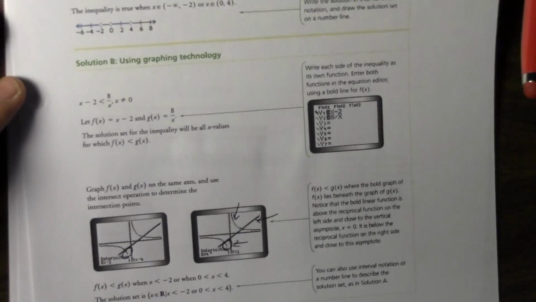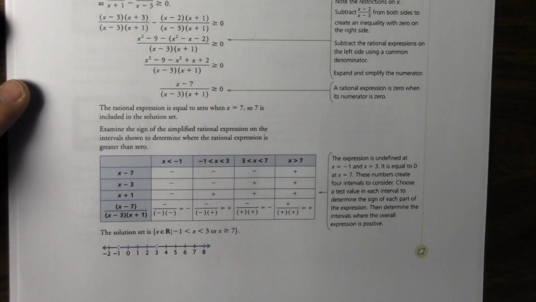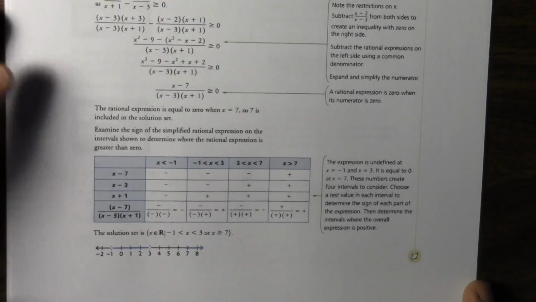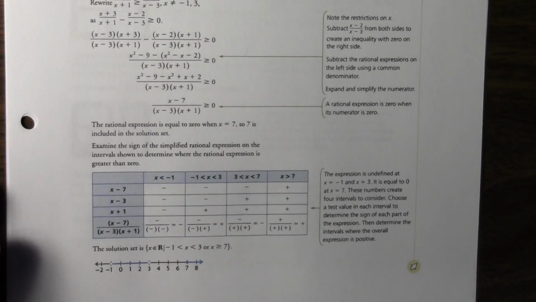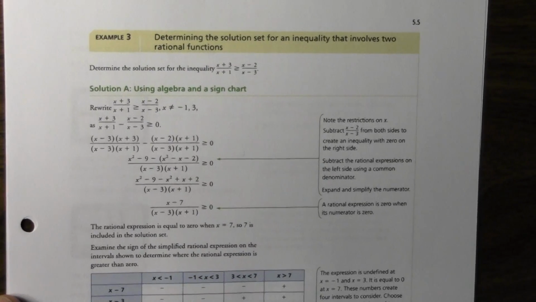And the same idea in the third solution, I believe, oh, they didn't do it, but they could have brought them both over and made one graph and then looked at the x-intercept like they did in the last problem.